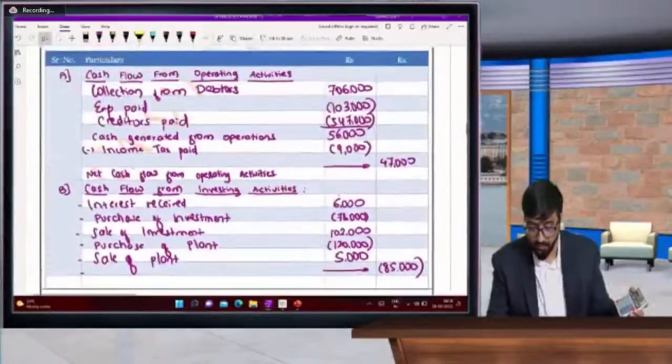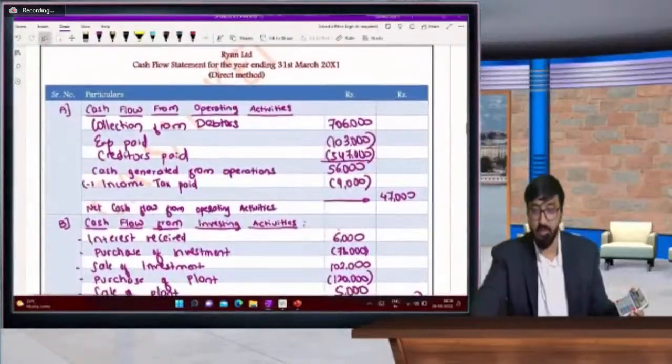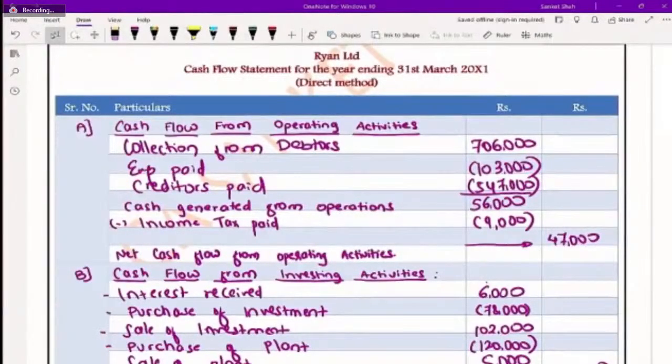31,000. If you want to take screenshots, you can take. Easy है या difficult है? कौन सा easy लगा? Direct or indirect? What do you think? Is direct easy or indirect easy?